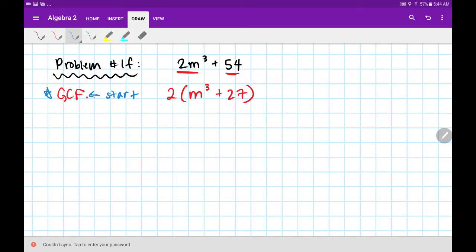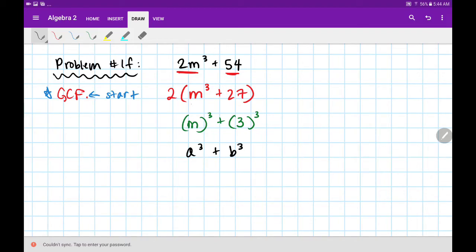Now that I've pulled out the 2, I'll examine my new binomial to factor. I have m cubed plus 27. Now this looks more doable because I can already tell when I put in my blanks that the thing that will be cubed to give me m cubed is just m. And then what cubed gives me 27? Well, that's 3. And now I've identified my a and my b. So let's go ahead and write out our formula.